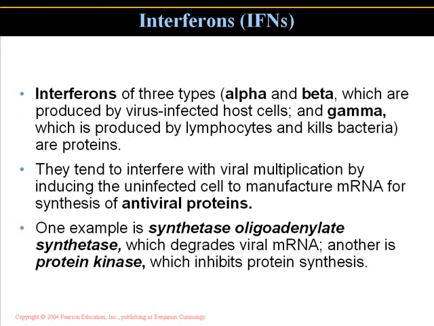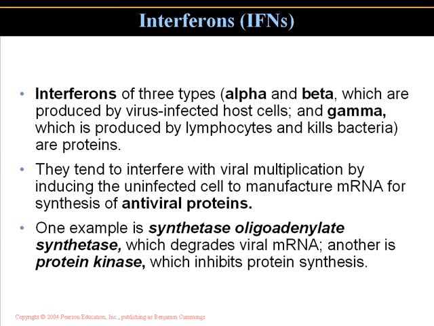Interferons are another chemical substance that's produced in the body. Interferons are of three types: alpha, beta, which are produced by virus-infected host cells, and gamma, which is produced by lymphocytes and kills bacteria. Remember, alpha and beta are produced by virus-infected host cells, and then gamma is produced by lymphocytes and kills bacteria.